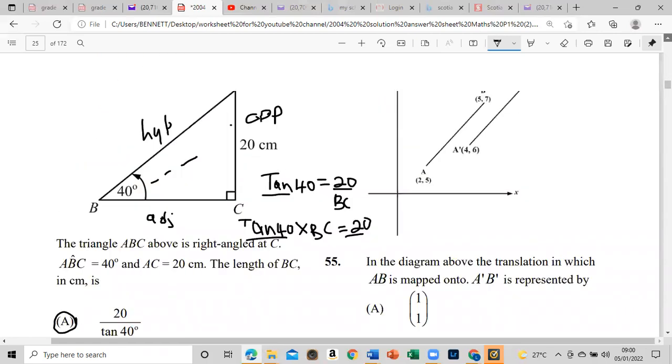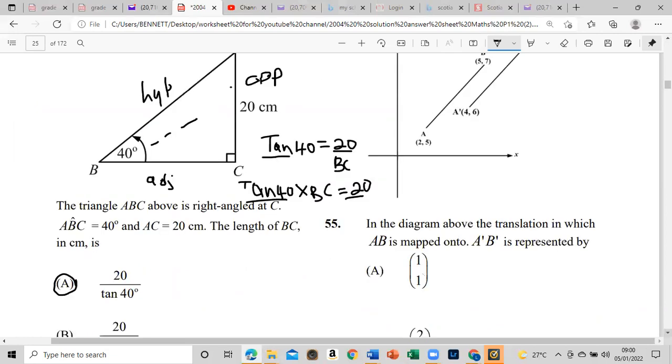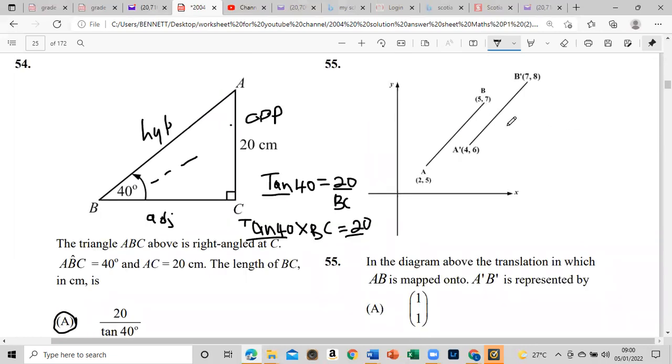Alright, let's move on to 55. In the diagram above, the translation which maps AB onto A prime B prime is represented by... Let's put the numbers. What are we putting in the diagram? We're putting the numbers. So we left from 2 and we got 4, and we left from 5 and we got 7. See that?